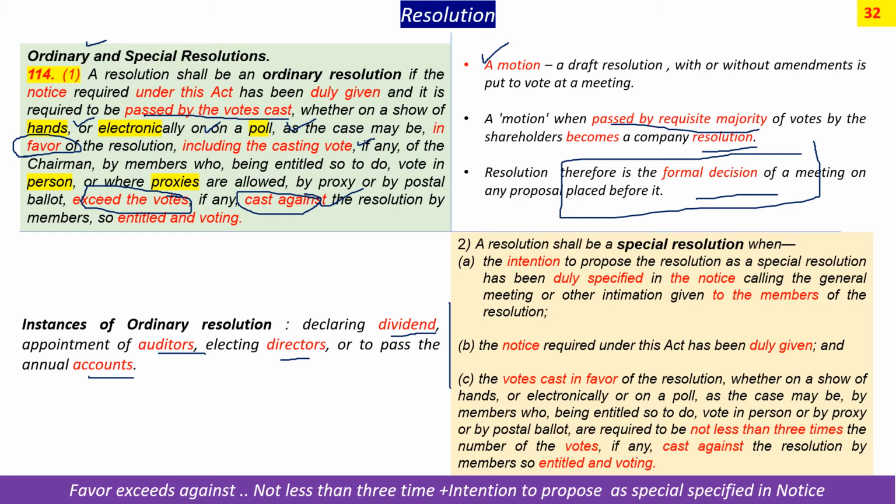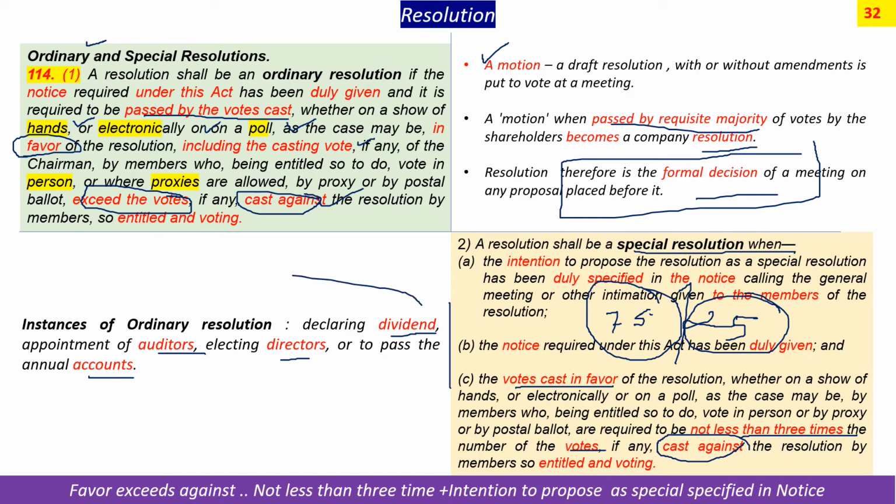What is the meaning of special resolution? In a special resolution, the votes cast in favor as compared to votes cast against should be not less than 3 times. It is always called the rule of 75-25. If votes cast against is 25, then for a special resolution to be passed, votes cast in favor has to be 3 times or more. It should be 75 and above. This is in respect of special resolution.